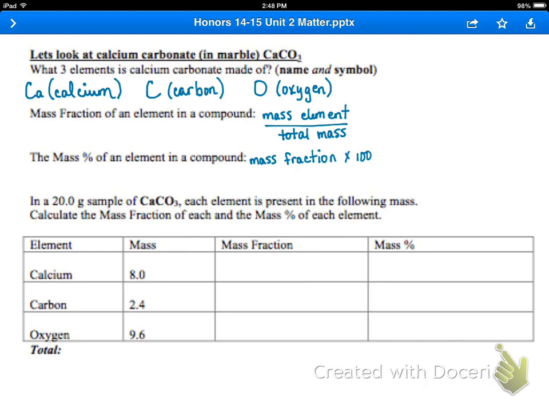So we're going to fill out this chart for calcium carbonate. The total sample is 20 grams, and in that 20 grams, the mass of calcium is 8 grams, carbon is 2.4, oxygen is 9.6, and notice they have to add up to 20, which makes sense because all of that 20 grams has to be accounted for. So go through in this chart, calculate the mass fraction, calculate the mass percent, and we'll see how this all fits together.